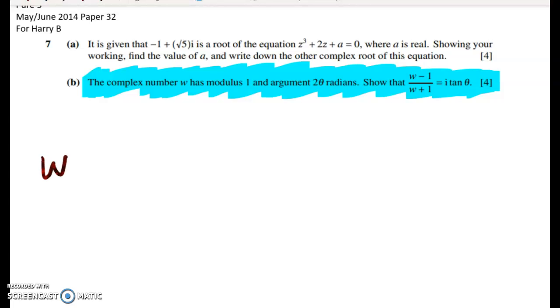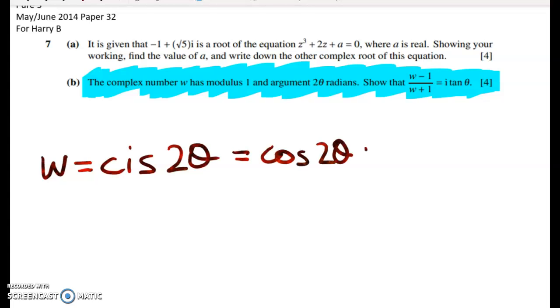Well, we've got W has got modulus 1 and argument of 2 theta radians. So W is a pretty simple complex number. It's cis of 2 theta. So we're doing Cambridge, so we should write out clearly what we mean by that abbreviation. It's used a lot in the NCEA, but I haven't seen it in the mark schedules for Cambridge papers. So there we go. So that's W.